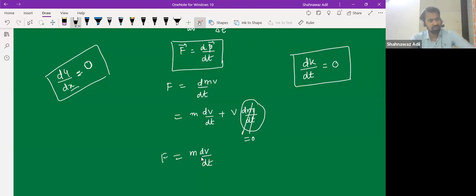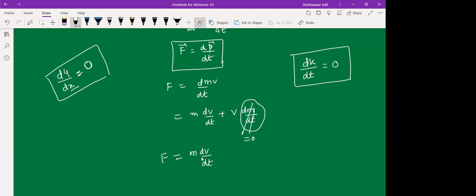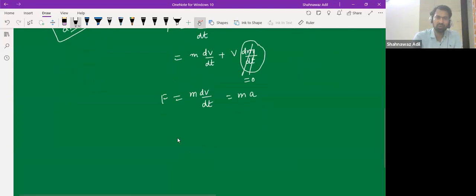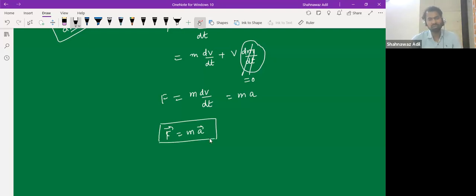What is dv by dt? dv by dt is acceleration, right? So this will become m times dv by dt, which is acceleration. So you will get force equal to m a. From the second law of motion itself, we get force equal to mass into acceleration, right? So this is how we get force equal to mass into acceleration.